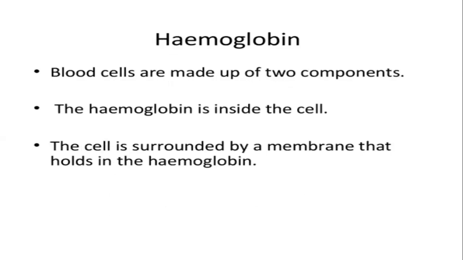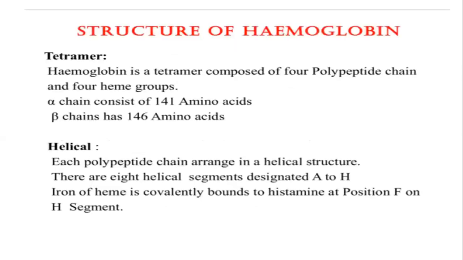Hemoglobin, as I did mention, must be resident within the cell, right? And the cell then has to be surrounded by a membrane which holds the hemoglobin. As I mentioned, hemoglobin in circulation is of very minimal value. So you don't want your hemoglobin to just be circulating in blood, within the solution. You want hemoglobin to be resident within the red cell. So what is the structure of hemoglobin?